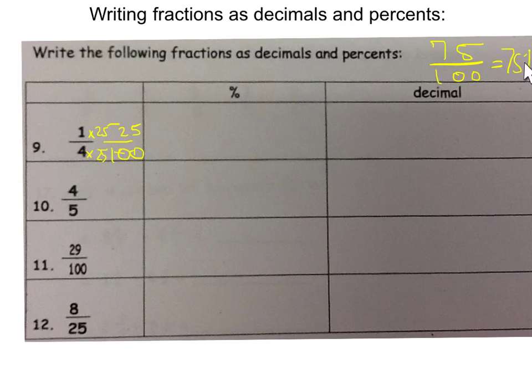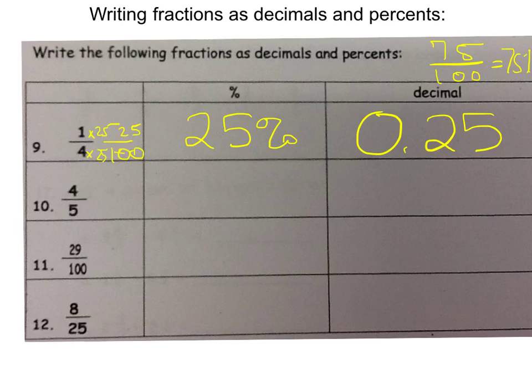Looking at my example up here and knowing that 25 over 100 is the same as 25%, I can get my percent. In order to get my decimal, I need to think of a percent as a decimal, so 0.25. Again, you can think of it as 25/100ths, just like over here would be 25/100ths.